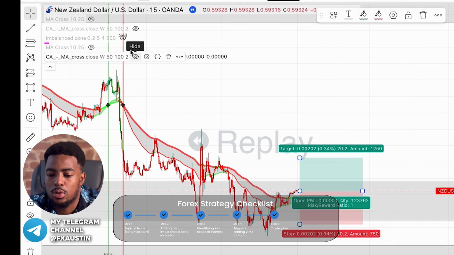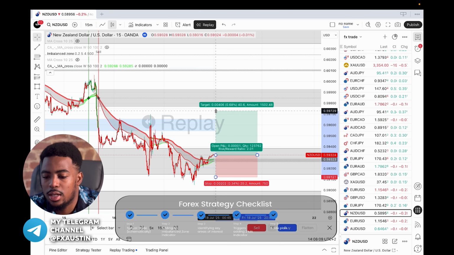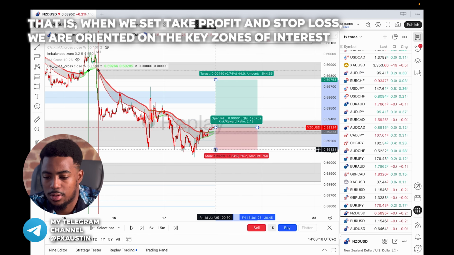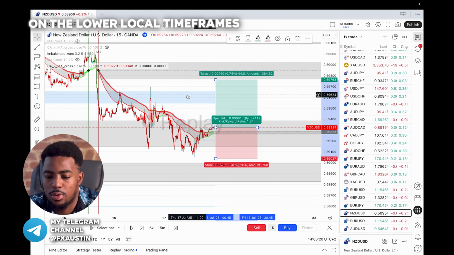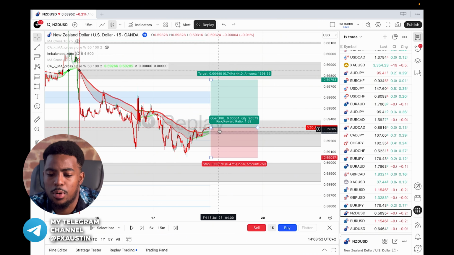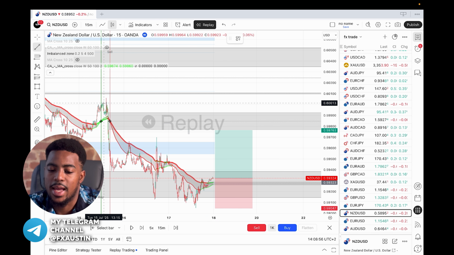For this, we will turn on the Imbalanced Zone indicator again, which can be easily hidden here, and pull our take profit to the nearest zone already on the 15 minutes time frame. So when we set our take profit and stop loss, we focus on key zones of interest on the lower local time frames. We end up with a trade that has a good risk to reward ratio. It will be a really reliable and confident trade, since we can also draw an additional trend line and see that we already have a breakout and retest of this trend line.